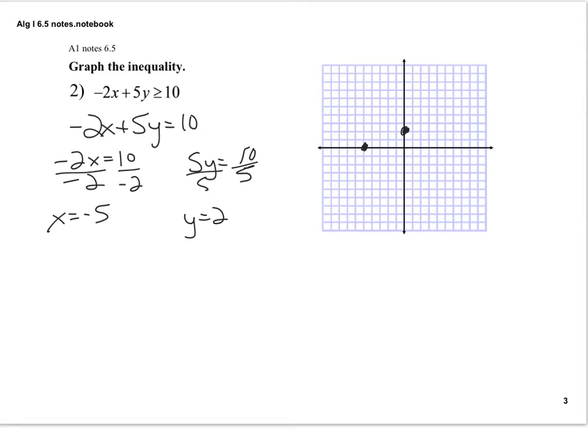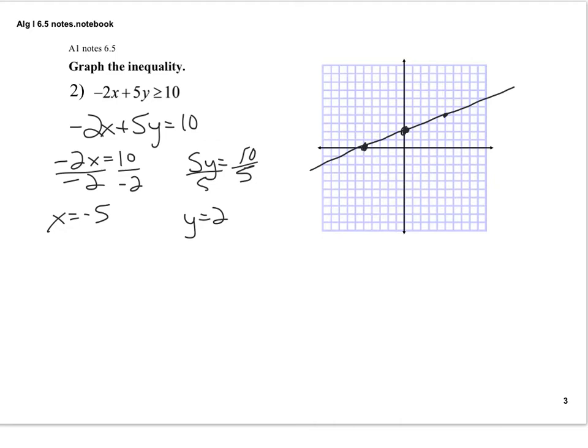So let's see. 1, 2, 3, 4, 5, and 2. I'm going to make another point right there. And this time, my line is solid. Okay? Now you might be like, okay, well, it's not in the slope-intercept form of the equation of the line, so I don't know which side of this line to shade.